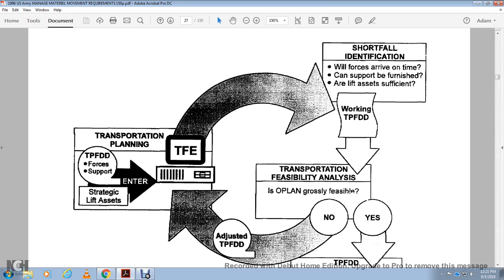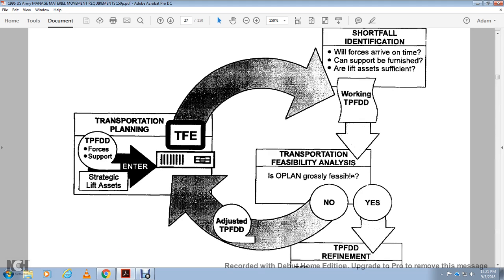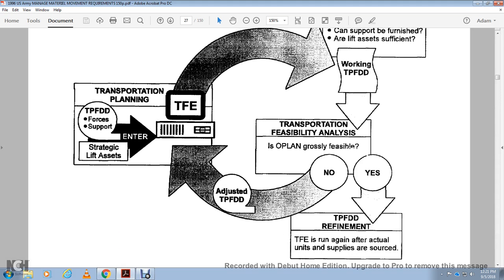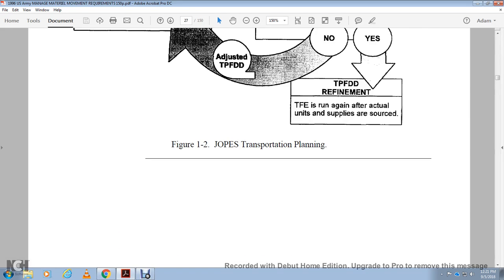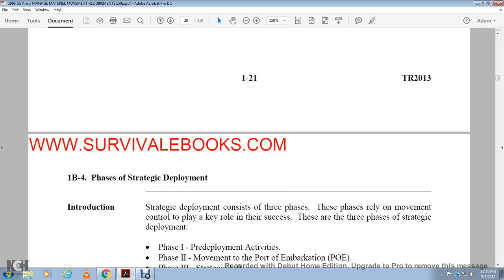Transportation planning force deployment data for transportation feasible and operational.